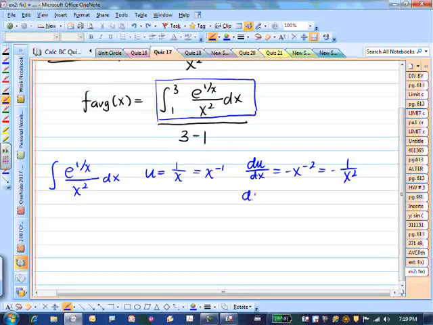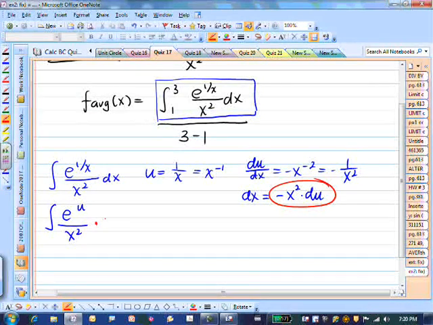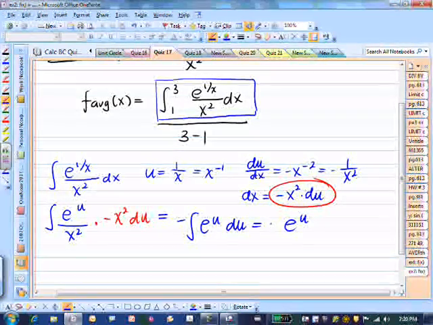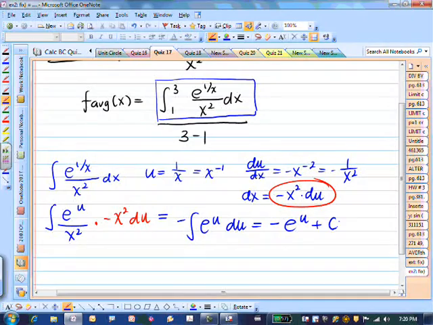Okay, so just solving for dx, it'll be negative x squared du. So now coming here, our integral becomes e to the u over x squared, but then keep in mind this now plays a role, times negative x squared du. So then negative x squared cancels the x squared on the bottom, so you're just left with the integral of e to the u du. And hopefully you remember that the integral of e to the u is just e to the u. Don't forget the negative out there, plus c in this case.